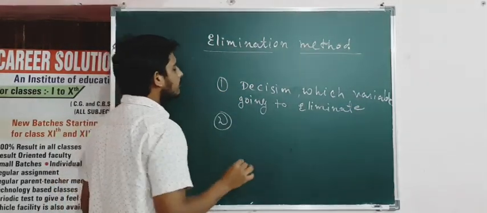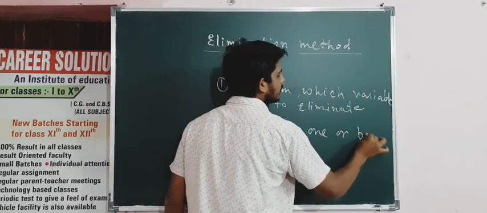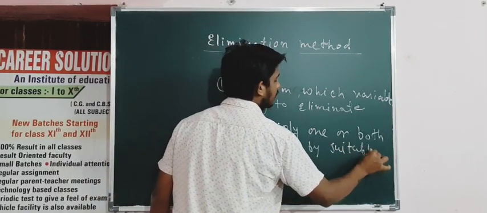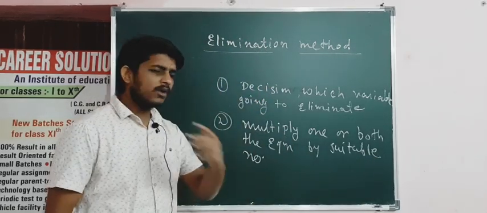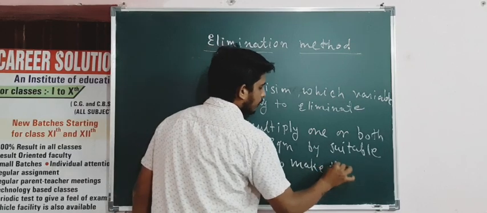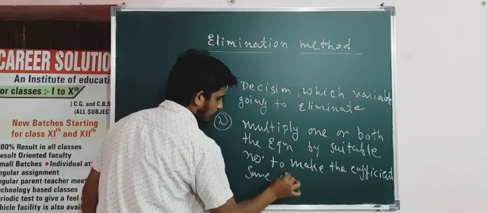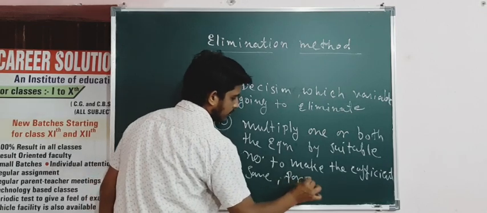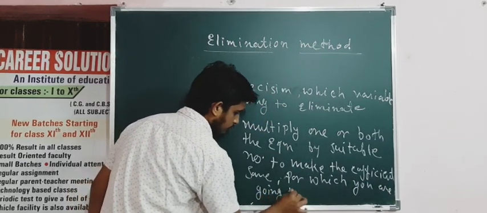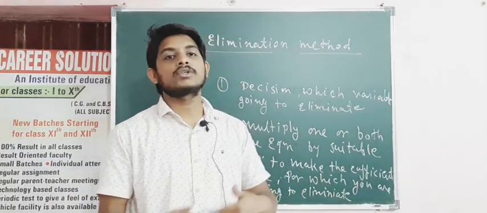Okay, in the next step, you have to multiply one or both of the equations by a suitable number to make the coefficient the same for the variable you are going to eliminate. Means the variable you are going to eliminate, its coefficient has to be made the same.